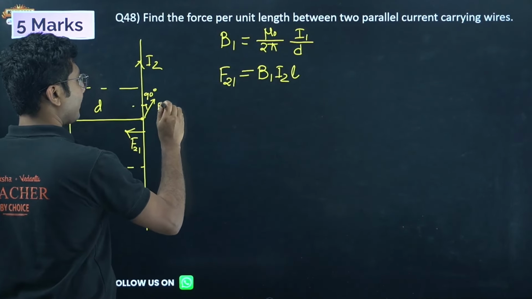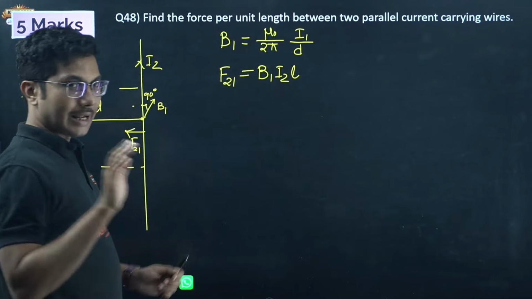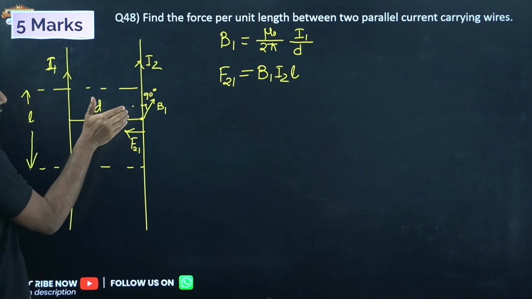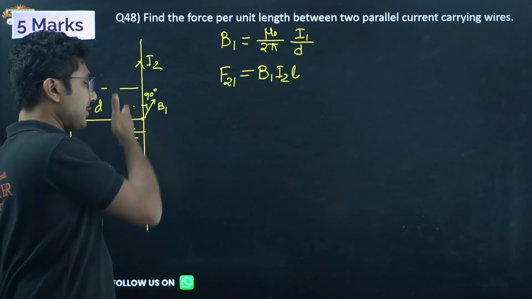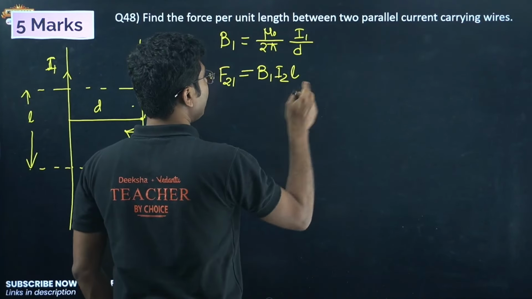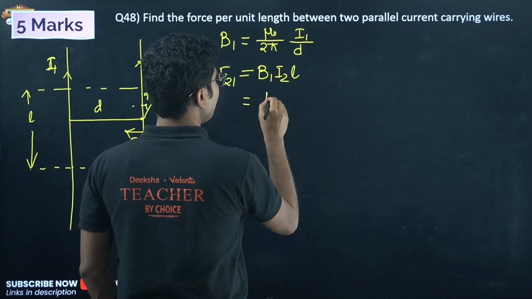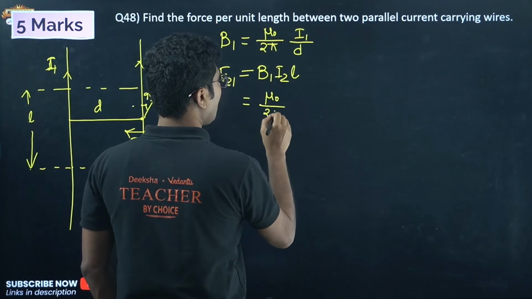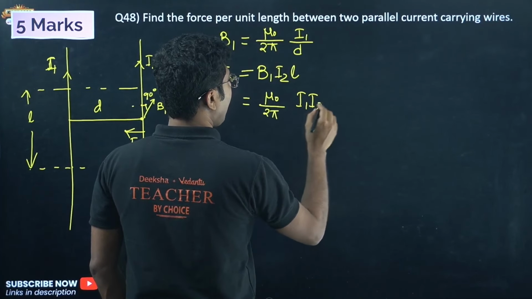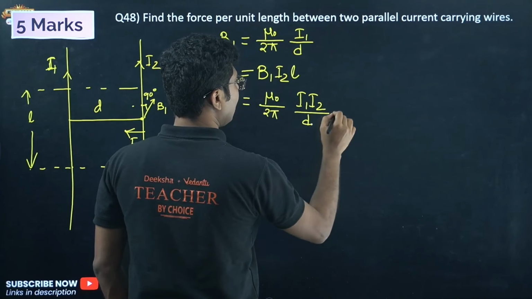This is B1. Okay, magnetic field due to a straight wire is, if you put your finger in this direction, this will give you the direction of magnetic field, which is into the page of the paper. So force on 2 due to 1 is B1 I2 into L, or if you put the value, you will get mu naught by 2 pi I1 I2 by D into L.